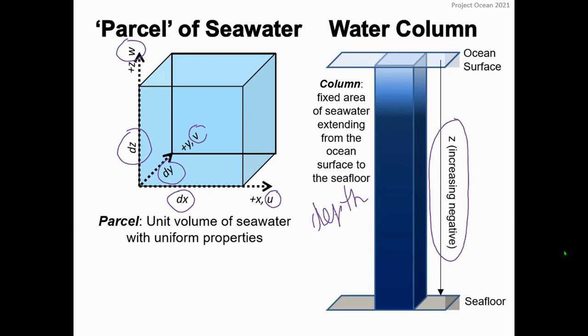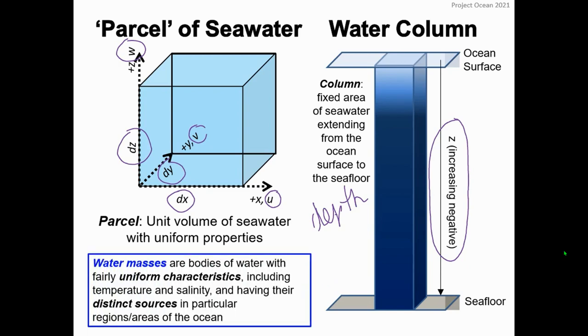And the last definition we have to look at is what's called a water mass. Water masses are bodies of water with fairly uniform characteristics, mainly temperature and salinity, that have distinct sources in particular regions or areas of the ocean. We're going to revisit water mass a lot when we talk about density-driven flows in the ocean, or what we call thermohaline circulation.